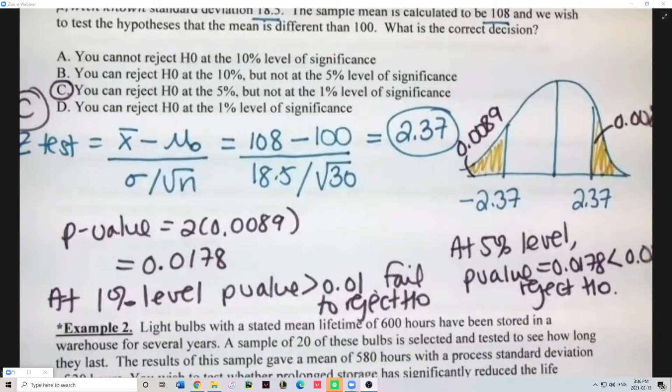Okay, questions? The critical method requires that you have an alpha given to you. So they'd have to say, like, here's your alpha. So yeah, we'd have to be given a specific alpha to be able to find the critical.